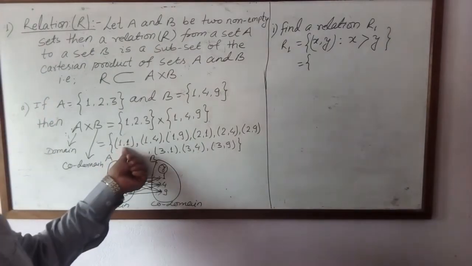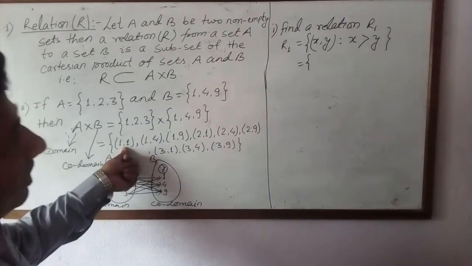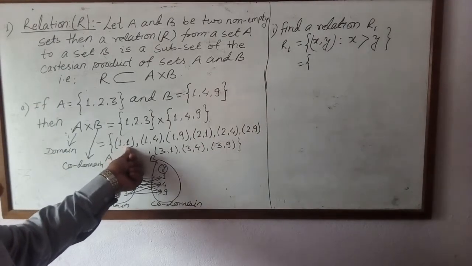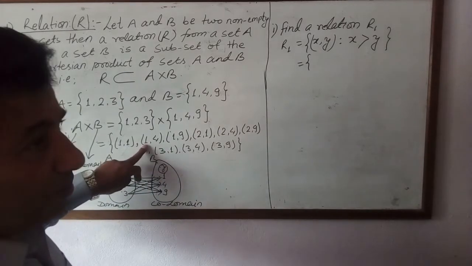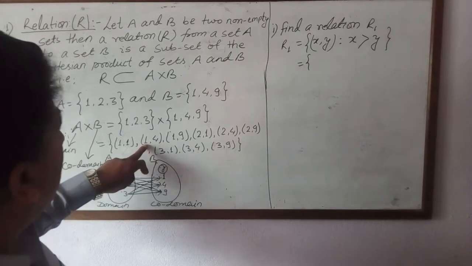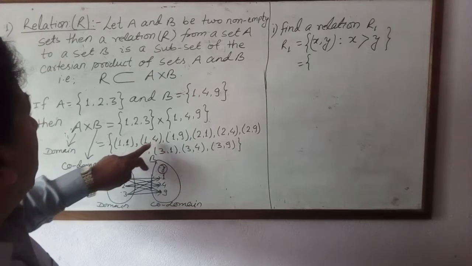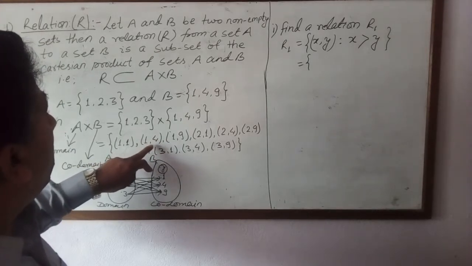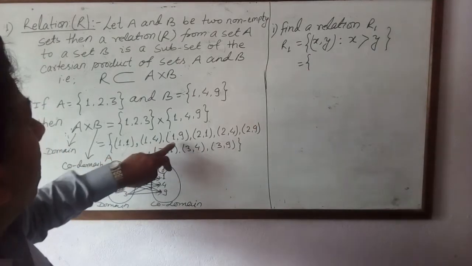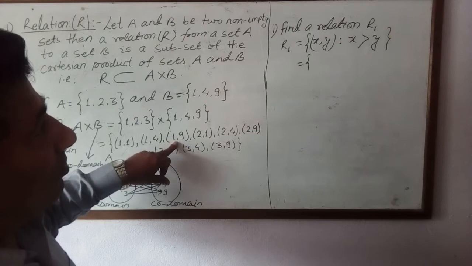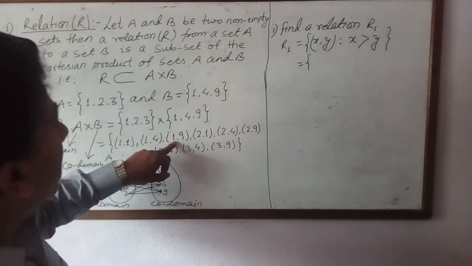Now here is (1, 1). This does not satisfy the relation, because 1 and 1 are equal. Next one is (1, 4). In this (1, 4), the first one, the domain, is represented by X, and the second element of the ordered pair is represented by Y. Here X is smaller, but we need X greater. This also we cannot take. Next, (1, 9): in this ordered pair, 1 is X, the domain, and it is smaller than 9.